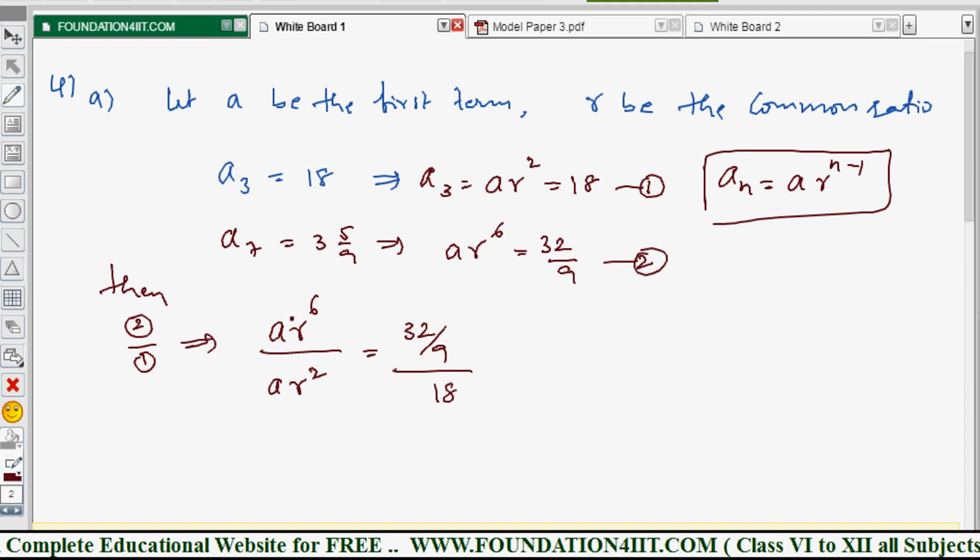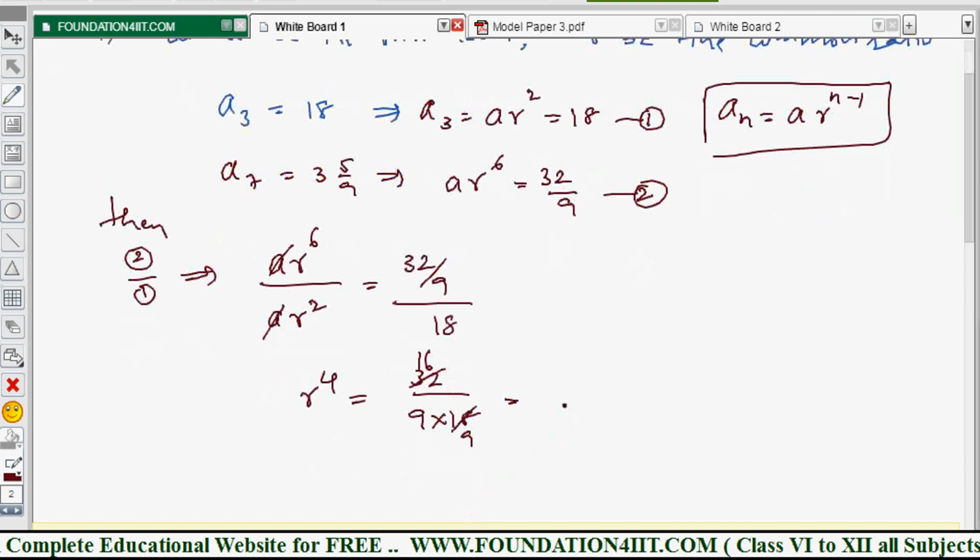If you simplify, you can cancel the A value, R power 6 by R power 2 is R to the power 4, and this is 9 ones are 9. You can cancel both the denominators. So 18 ones are 18. You can simplify 32 by 9 into 18. You can cancel, 16 by 81.